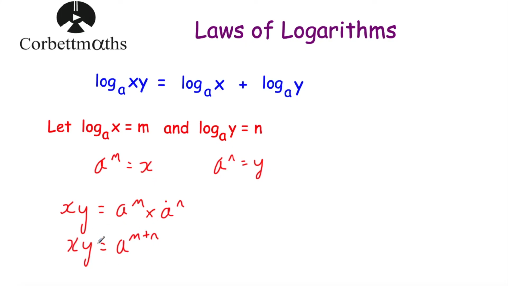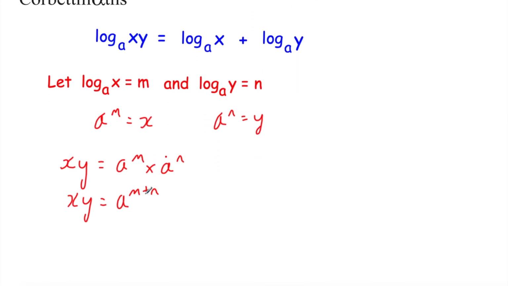Now here, we've got something in index form. We can write that as a logarithm. So this is the base, this is the power, and this is the answer. Log to base, well, the base is a, of, well, that's the answer, xy, is equal to the power, and the power is m plus n. So we've got log to base a of xy is equal to m plus n.